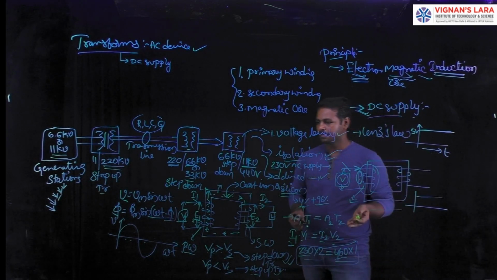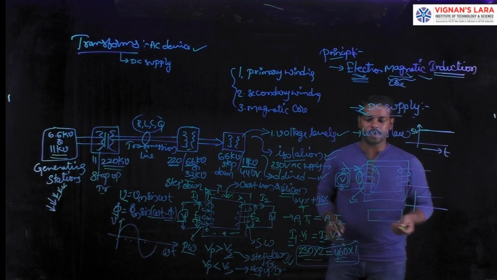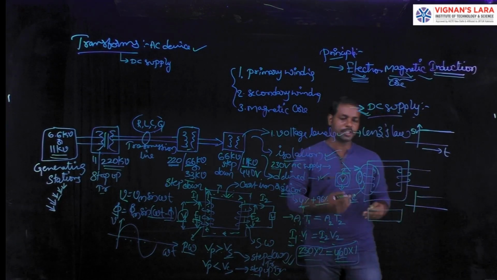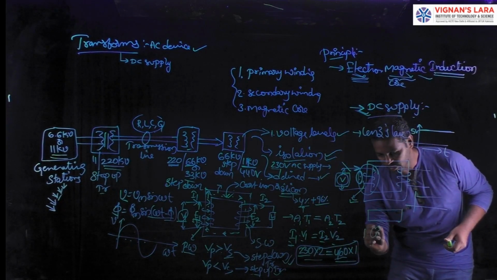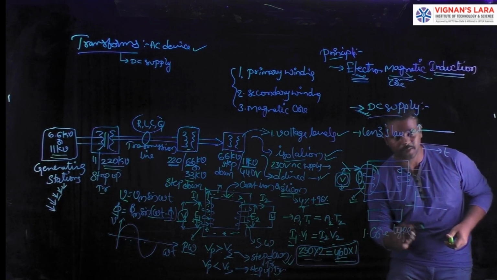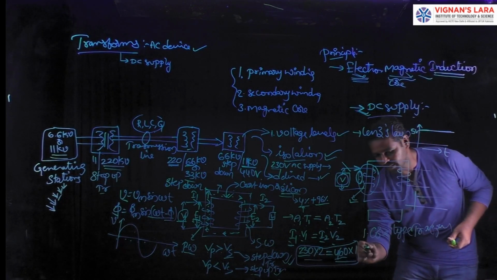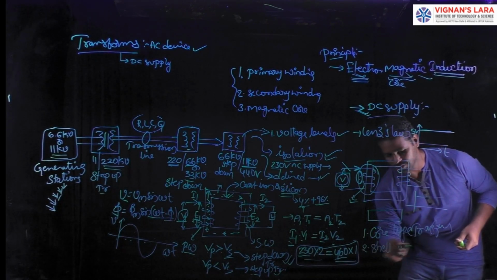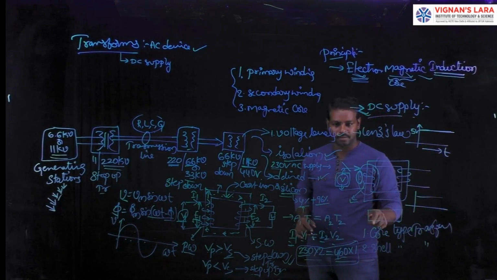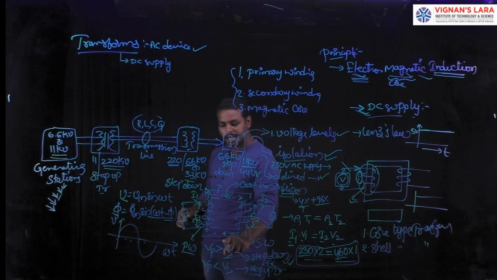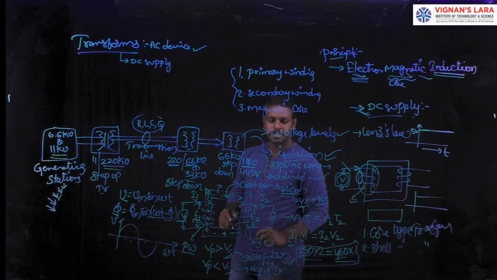So next, based on the operation or type of construction, transformers are broadly classified into two types. One is the core type transformer. The second one is the shell type transformer. Based on the voltage levels, transformers are also classified into two types. One is the step down transformer, and the second one is the step up transformer.